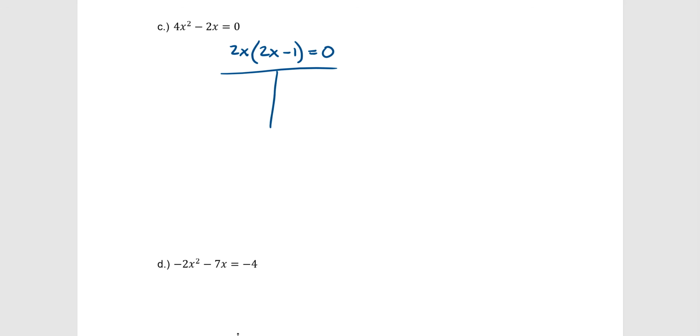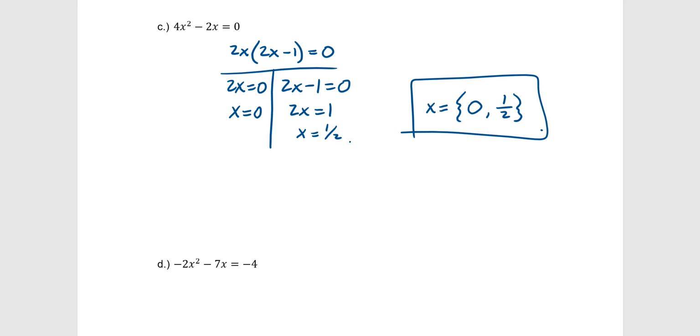We're going to set each of these equal to 0. So we have 2x equals 0 and 2x minus 1 equals 0. On the left, we divide both sides by 2, and we get 0 over 2, which is 0. On the right, we're going to add 1 first, then get 2x equals 1, and then divide by 2. So we get x equals 1/2. So we get two answers once again. We get x equals 0 and x equals 1/2.